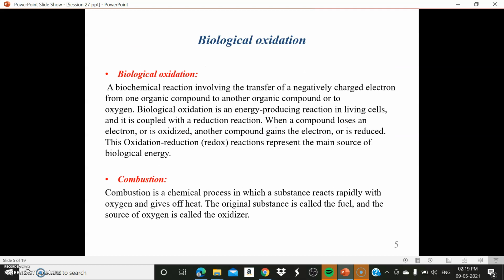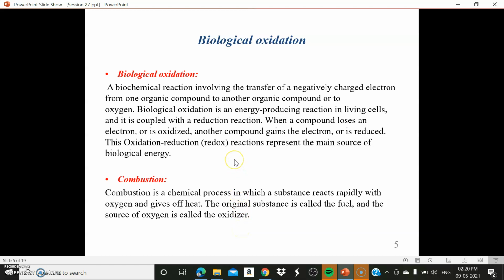Now I am going to compare biological oxidation with combustion. You know very well combustion means any substance when burnt rapidly in oxygen gives a lot of heat, that is known as combustion. Here heat is produced, that is energy, we call it heat, and the original substance will usually be a fuel, and the oxygen source will be an oxidizer.